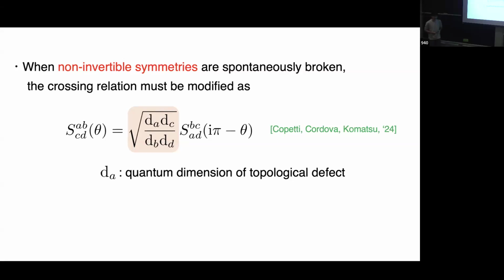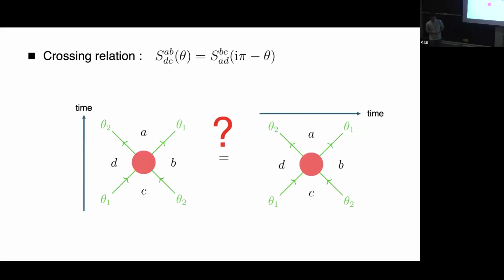Sorry, on the previous slide A, B, C, D were vacua, and now they're topological defects? Yes. I will explain this point later.